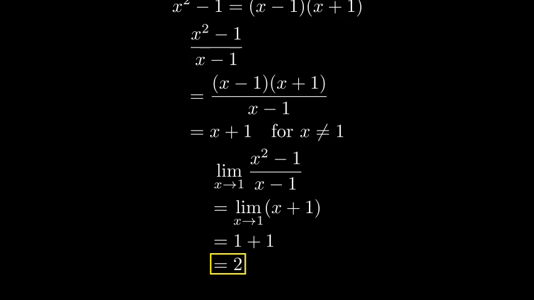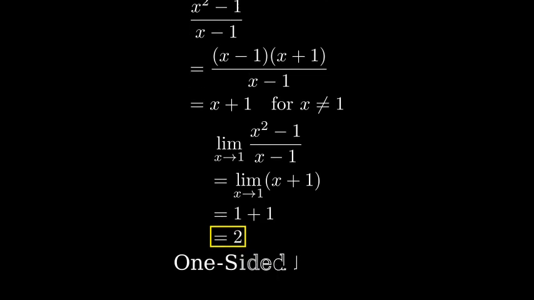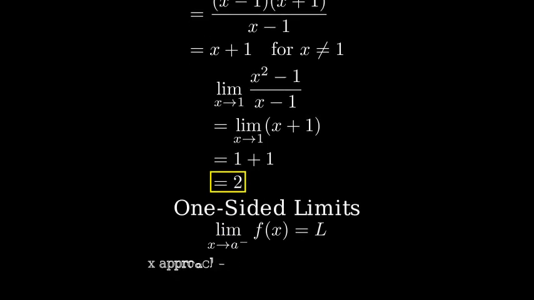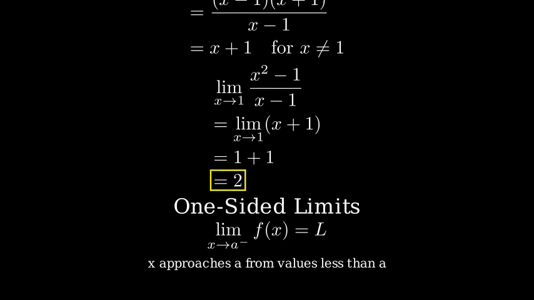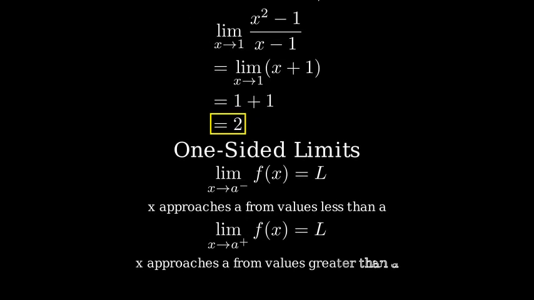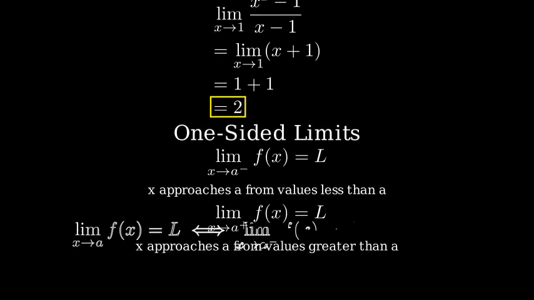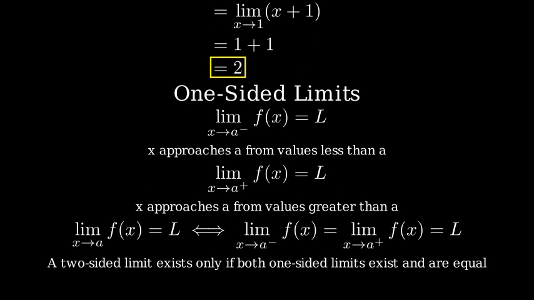Now, let's discuss one-sided limits. Sometimes, a function behaves differently when approaching a point from the left versus from the right. This is where one-sided limits come in. The left-hand limit means x approaches a from values less than a. The right-hand limit means x approaches a from values greater than a. A two-sided limit exists only if both one-sided limits exist and are equal.